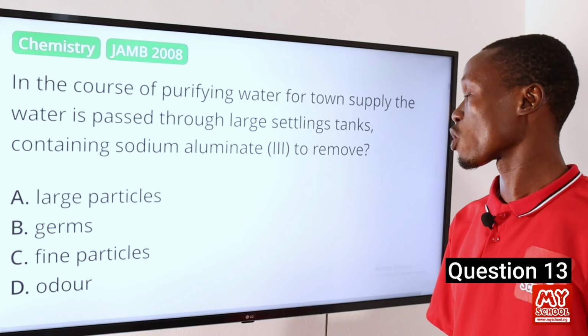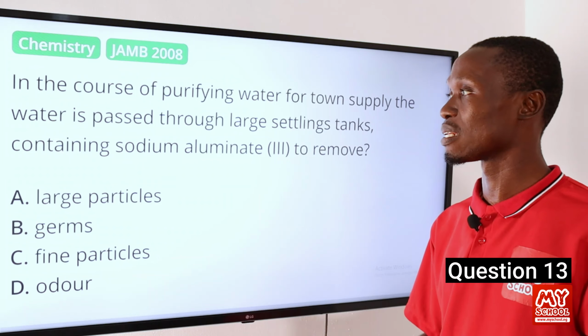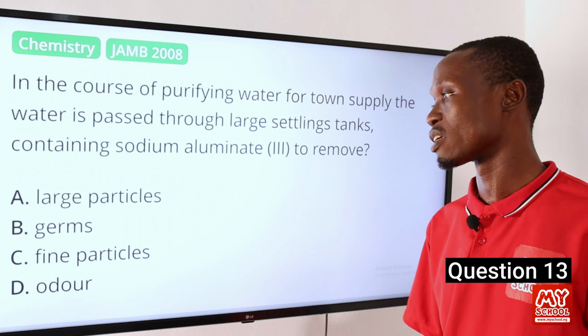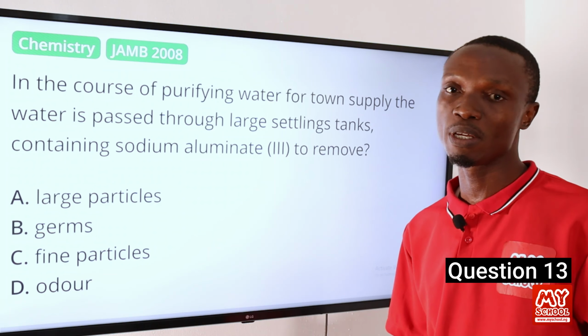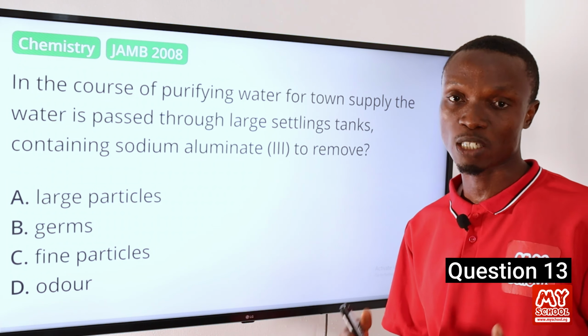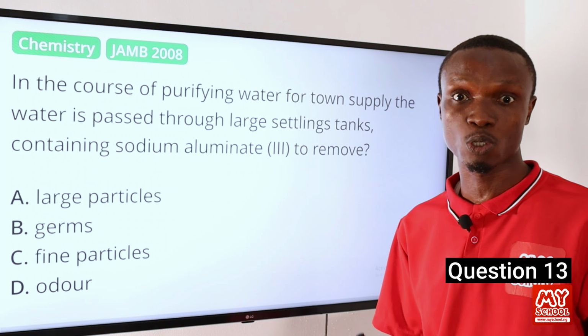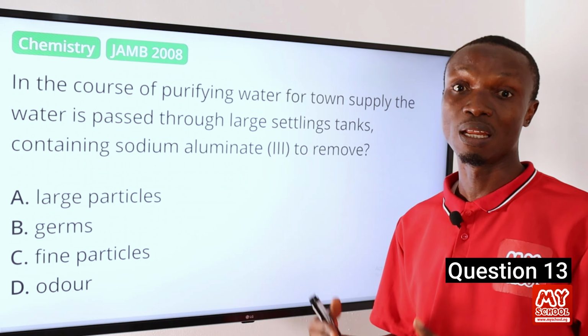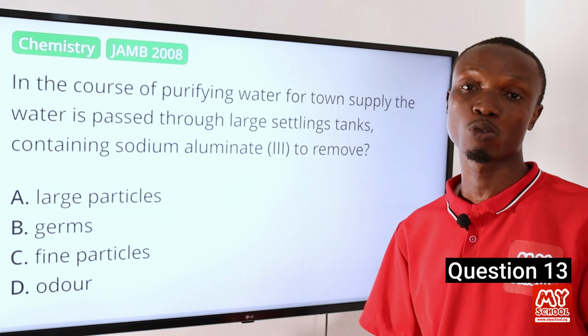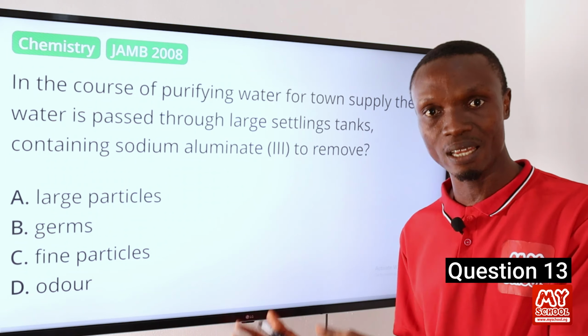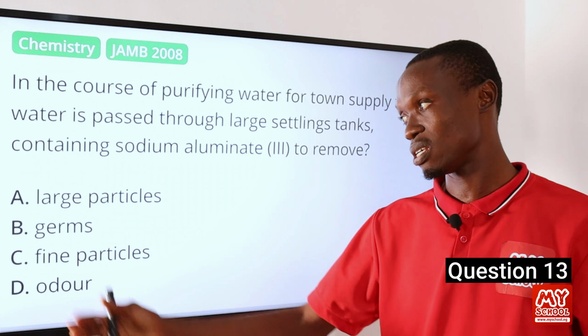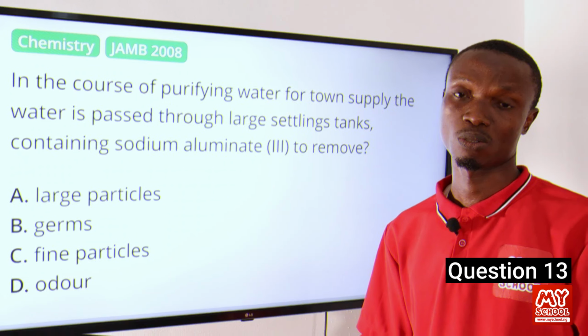So water for tank supply is passed through large settling tanks containing sodium aluminate in order to remove fine particles. The sodium aluminate will cause the fine particles inside the water to clump together to form a larger particle which is able to settle at the base of the water tank, which can then be filtered off. So option C is the correct answer to this question.